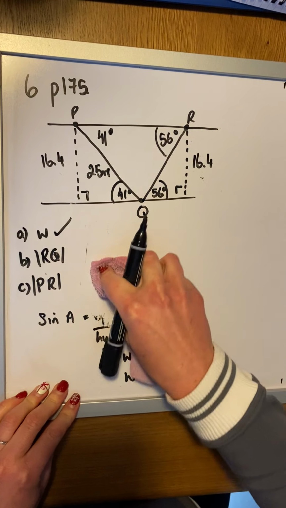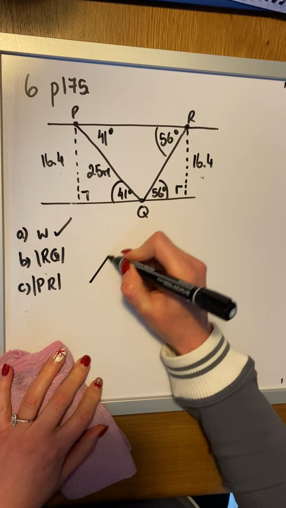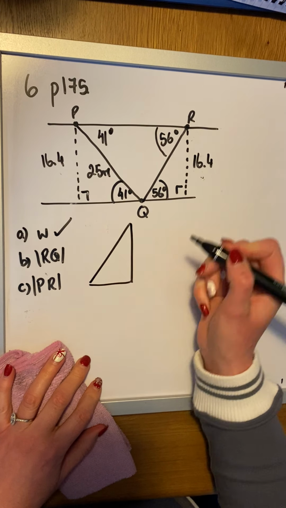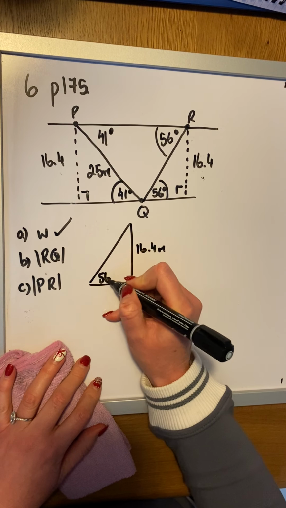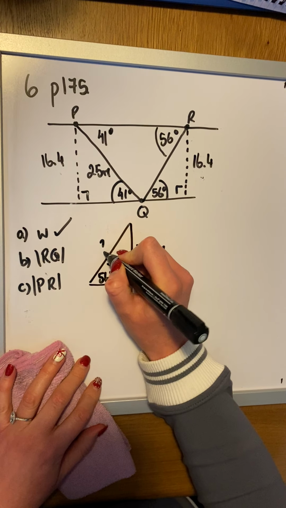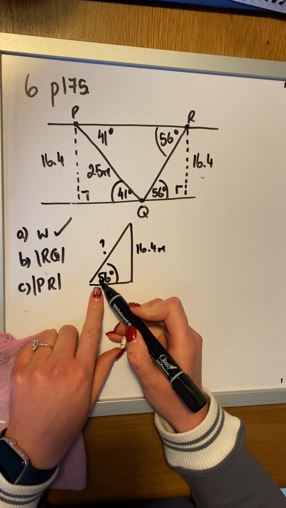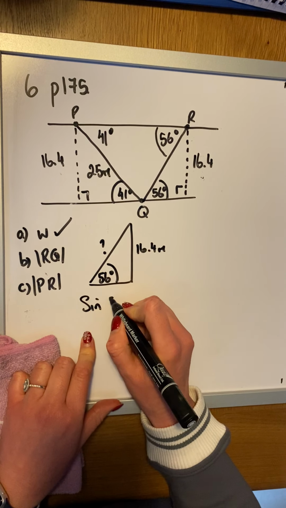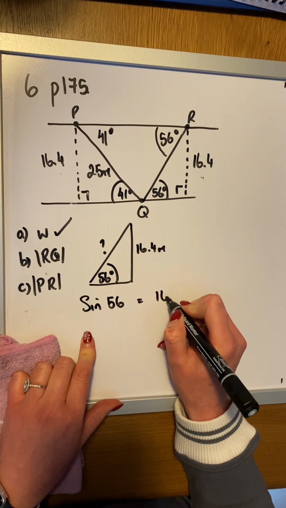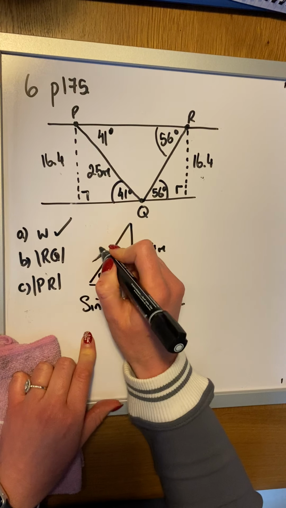So again, we're going to draw the triangle out separately and look at what information we have that we could apply. So we have 16.4 meters, we have 56 degrees, and we're looking for the hypotenuse this time. This time we have opposite and hypotenuse, so again we're looking at the sine of the angle, so sine of 56 is 16.4 over, let's call it x.